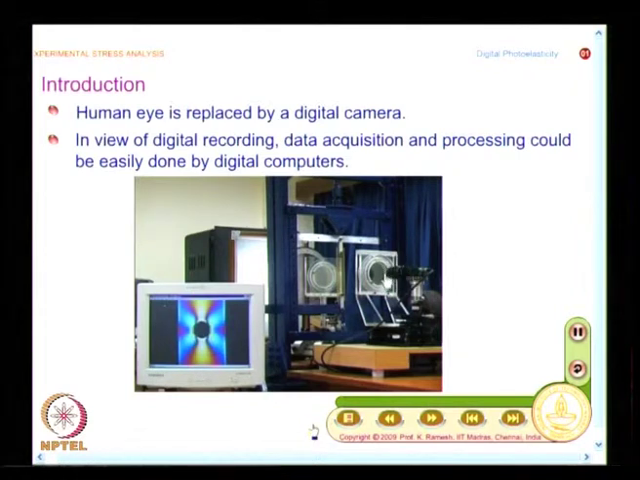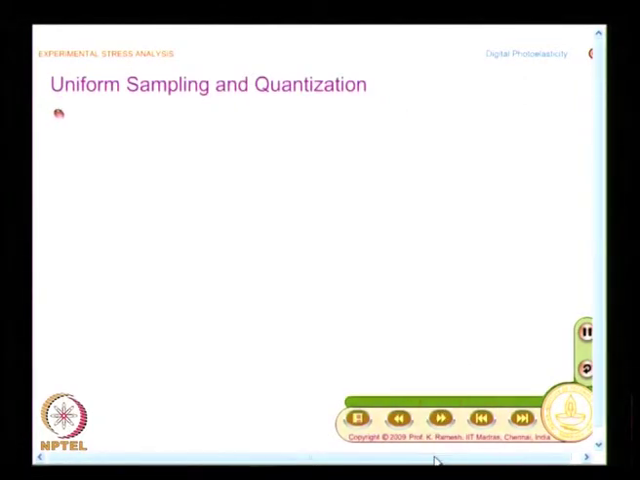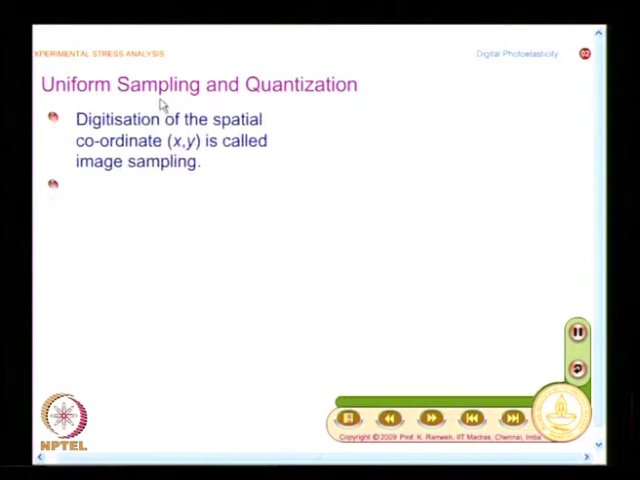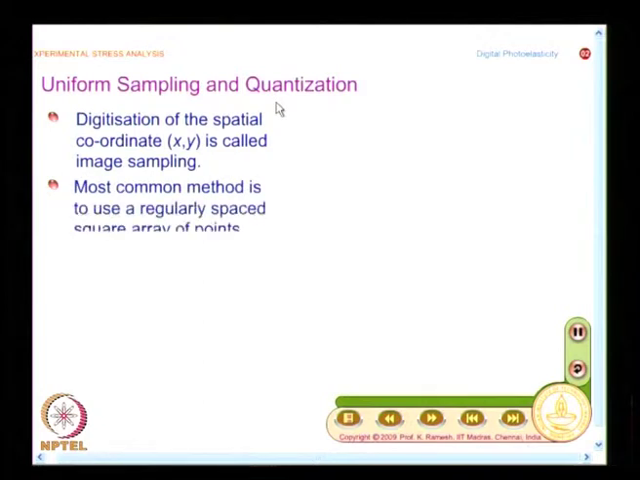You have a digital camera. These are essentially charge coupled devices. You call them CCD cameras. And once you use a CCD camera, it is possible for you to get the image as an assembly of numbers. And this is essentially called sampling and quantization.